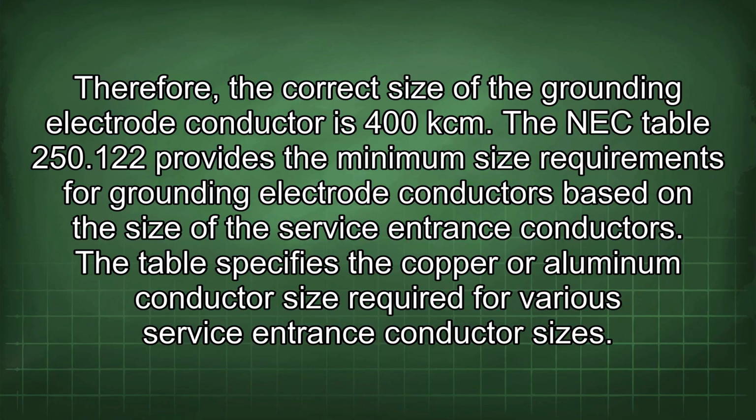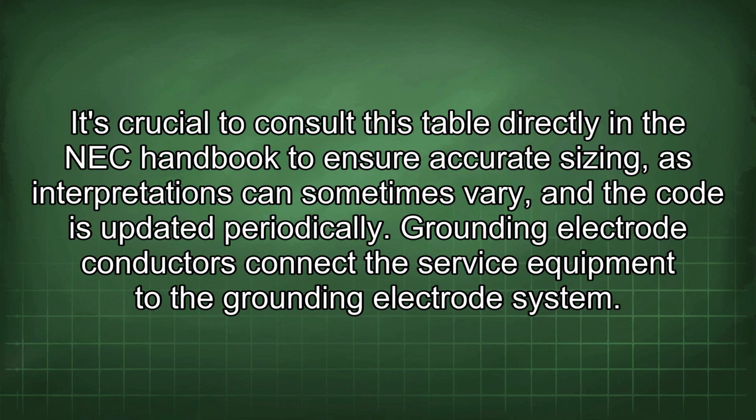The NEC Table 250.122 provides the minimum size requirements for grounding electrode conductors based on the size of the service entrance conductors. The table specifies the copper or aluminum conductor size required for various service entrance conductor sizes. It's crucial to consult this table directly in the NEC handbook to ensure accurate sizing, as interpretations can sometimes vary and the code is updated periodically.